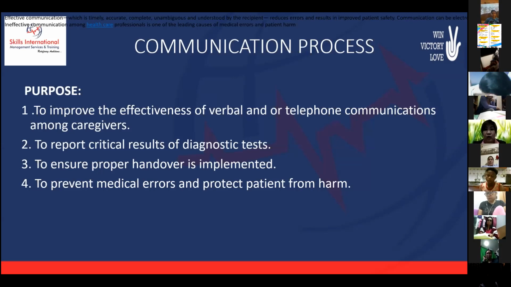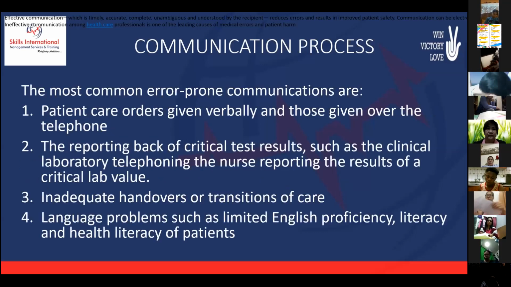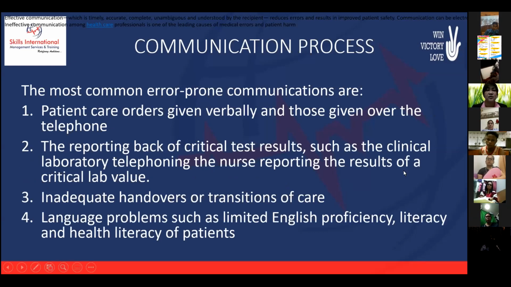The first and foremost, our ultimate goal is to prevent medical errors and protect patients from harm. In doing so, we are also protecting ourselves. So keep ourselves safe also. So let us discuss what are the most common error-prone communications. When there is ineffective communication, errors can occur. And what are these most common errors? What are these errors that occur during ineffective communication?